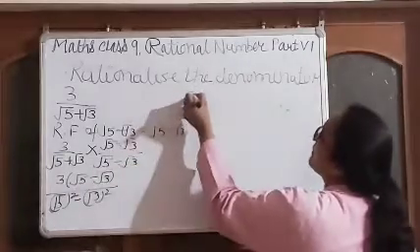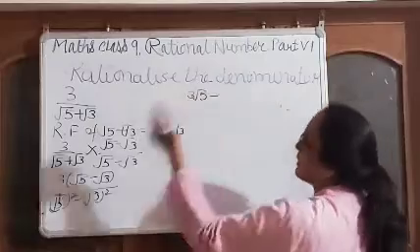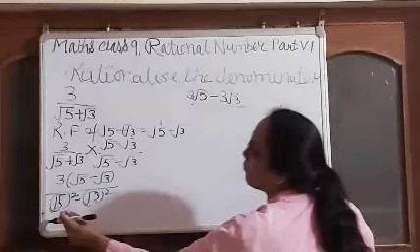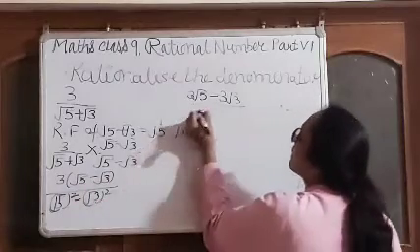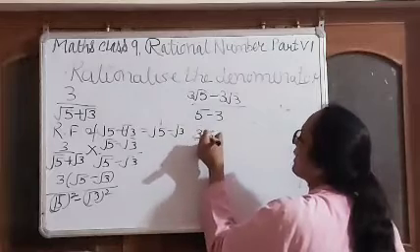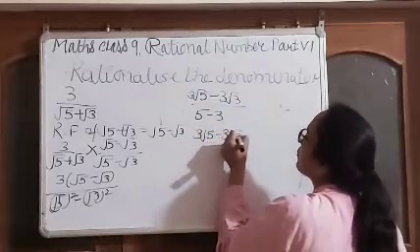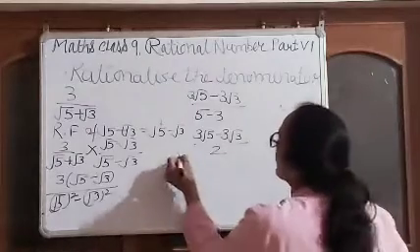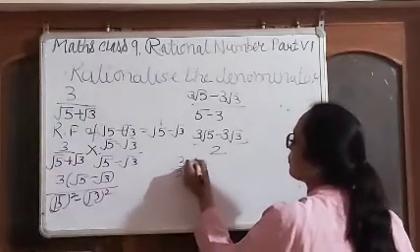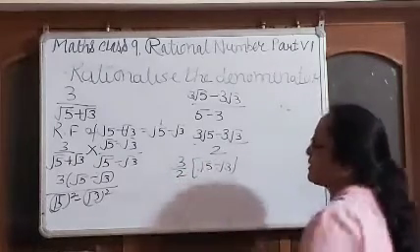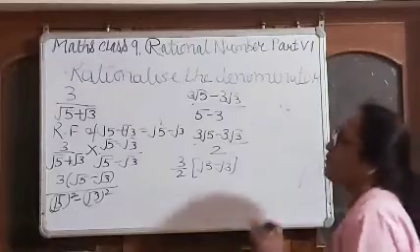Now we will open the bracket. 3 into root 5, 3 root 5, minus 3 into root 3, 3 root 3, upon what is the square of root 5 square? 5 minus 3. So 3 root 5 minus 3 root 3 upon 2. So you can write 3 upon 2 common, root 5 minus root 3. This is the answer.